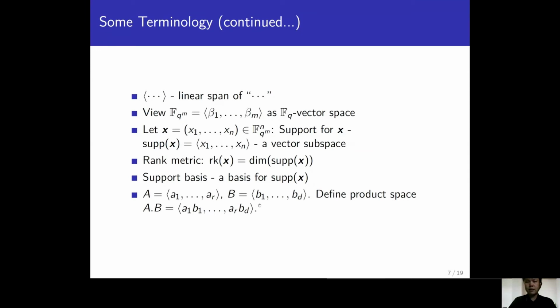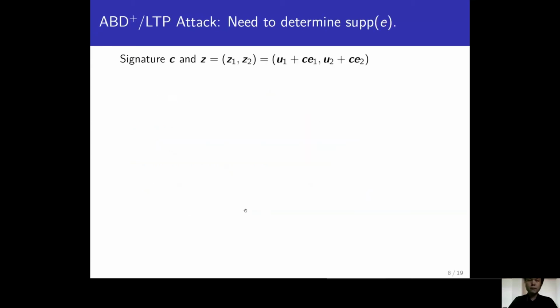And finally, this is the last term: if you are given two vector subspaces A and B spanned by all the elements a_i and b_j, we define the product space of A and B as the span of all the elements a_i b_j. So basically, we just take each component from A and B, then we can form the vector subspace spanned by all the elements here. Okay, so here are some attacks on this.